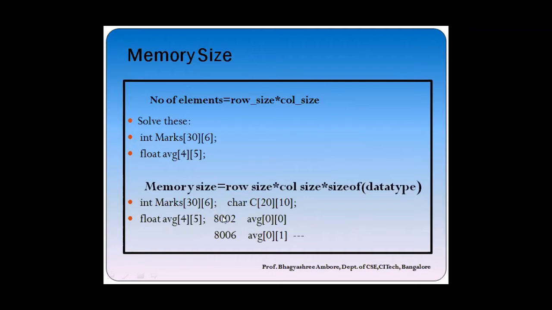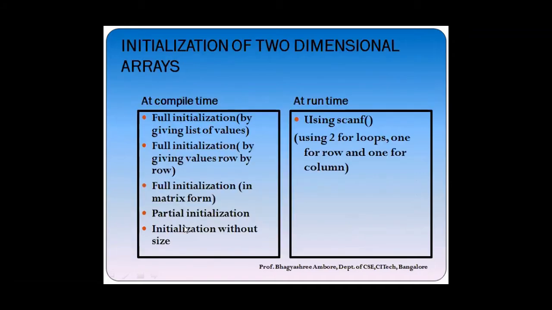If I consider this, the starting address is 8002. It keeps on assigning the values and places the elements like this. A of 0, 0, 0, 1, row by row it fills the values, and every time it increments by 4 because it is float data type.